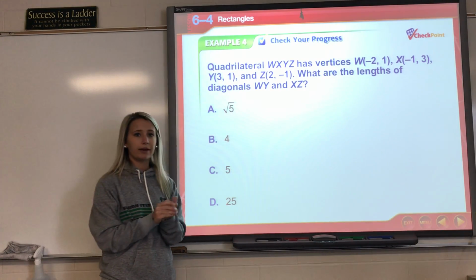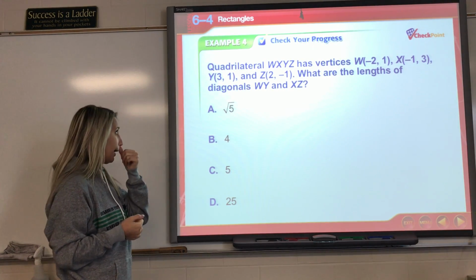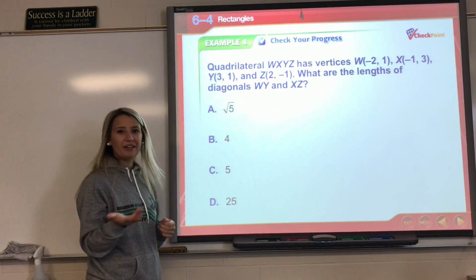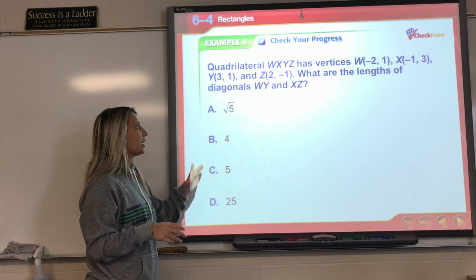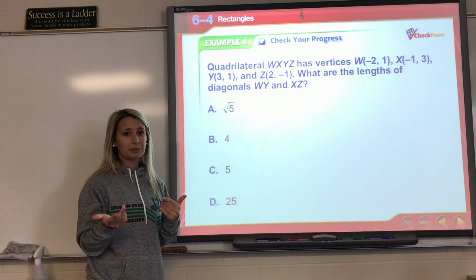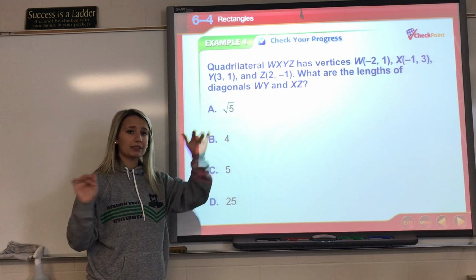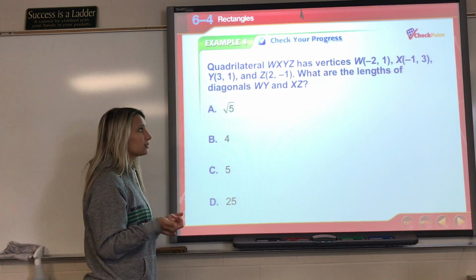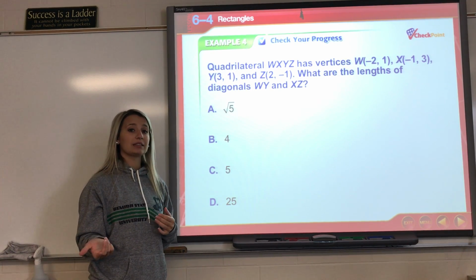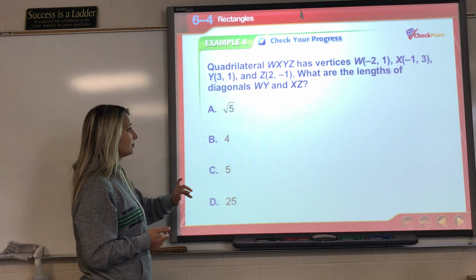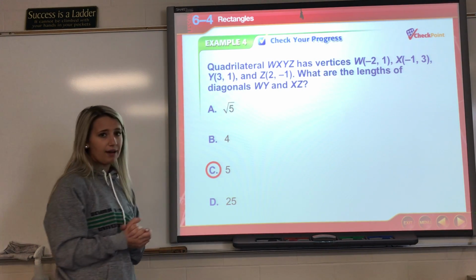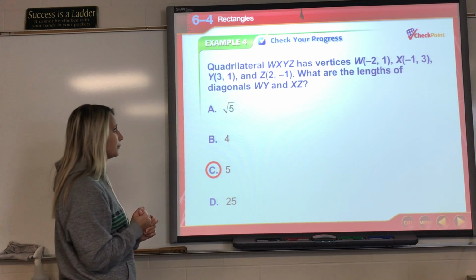Oops, it's a parallelogram. Okay, this page, got a little ahead of myself, sorry guys. This page, now we're finding the distance between those opposite endpoints to find the length of the diagonals. So when you plug that into the distance formula, we'll get 5. Okay?